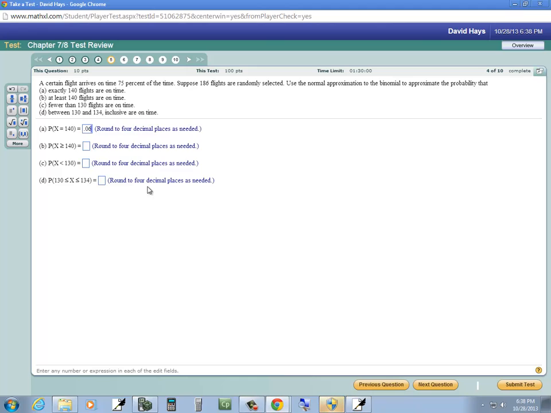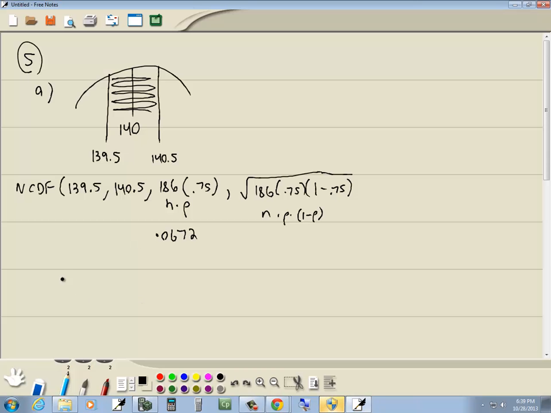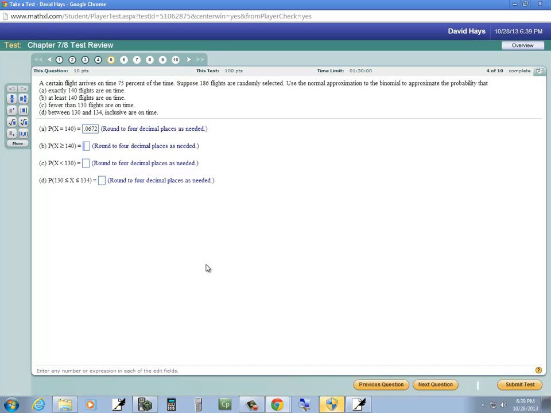So 0.0672. Okay, now this one is probably x is greater than or equal to 140. Here's 140, and we're going to subtract 0.5, and then shade to the right. Go over here, E99. Reason why we did that?